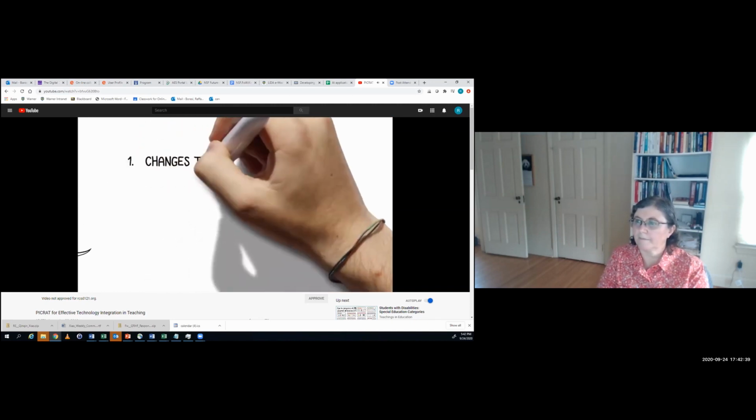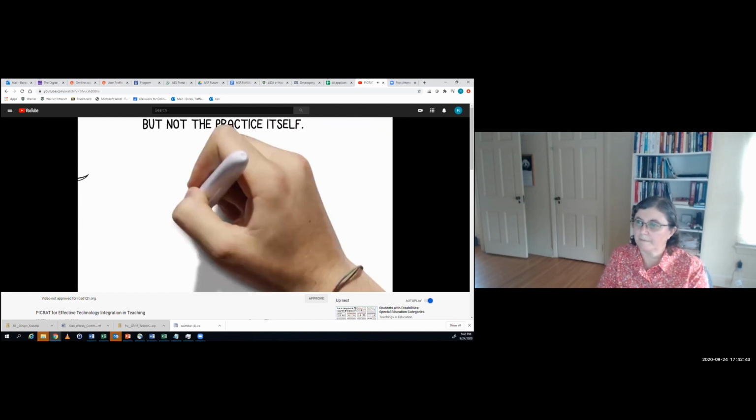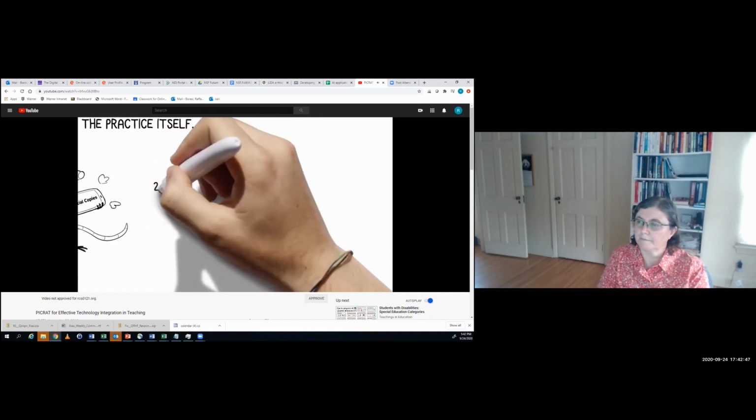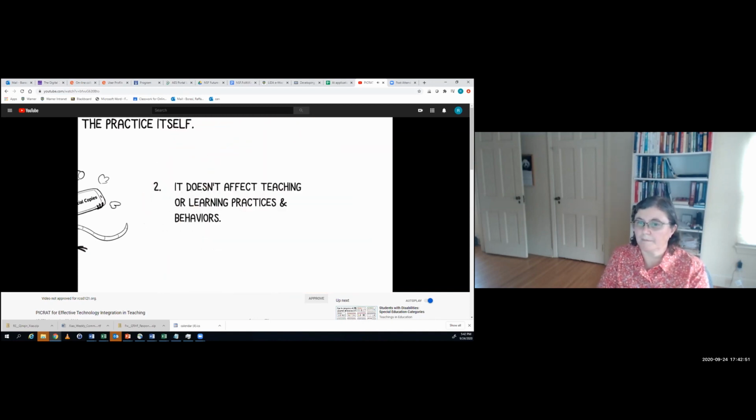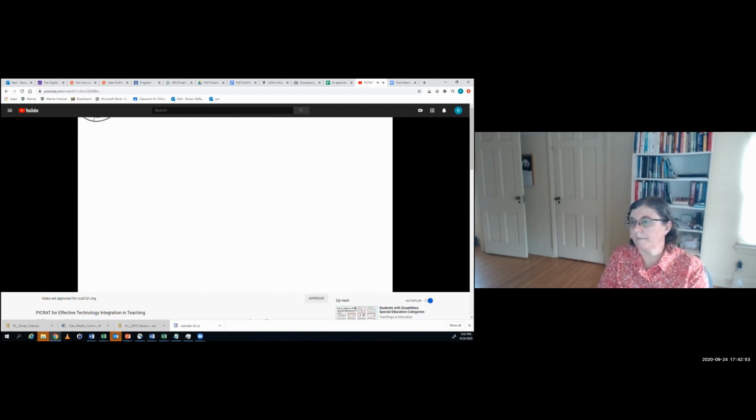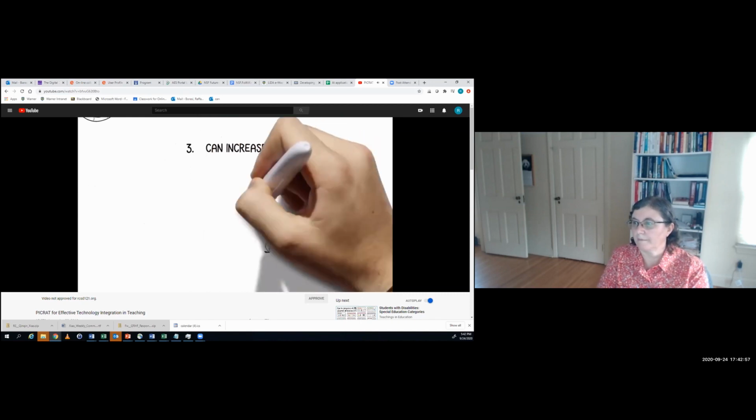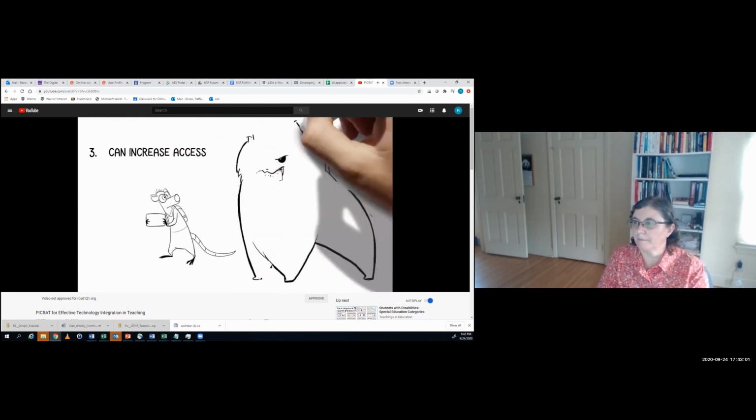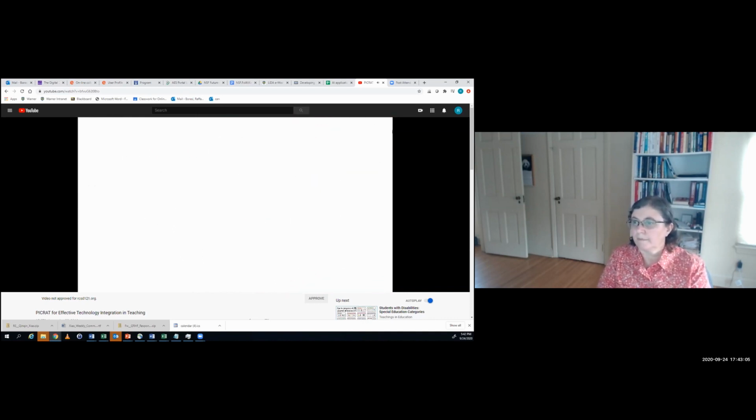1. Changes the appearance or dressing of our practices, but not the practice itself, making digital copies of traditional practices, recycling instruction. 2. It doesn't affect teaching or learning practices and behaviors. 3. Can still be a useful use of technology because it can increase access. For example, a digital worksheet won't get lost or eaten by your dog, but it doesn't really impact or improve learning. The A in RAT equals amplifying.